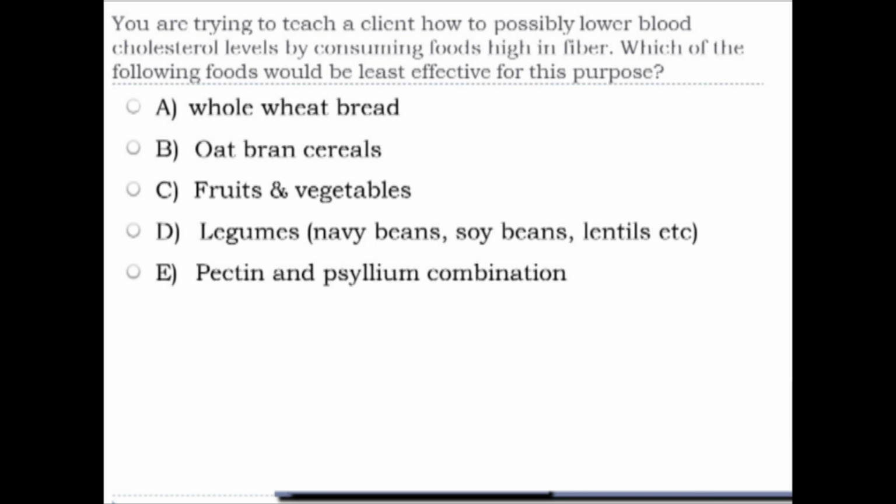Because it's well recognized that soluble fibers are effective in decreasing cholesterol, we can identify whole wheat bread, which is mostly insoluble fiber, as being the food least effective in bringing down blood cholesterol.